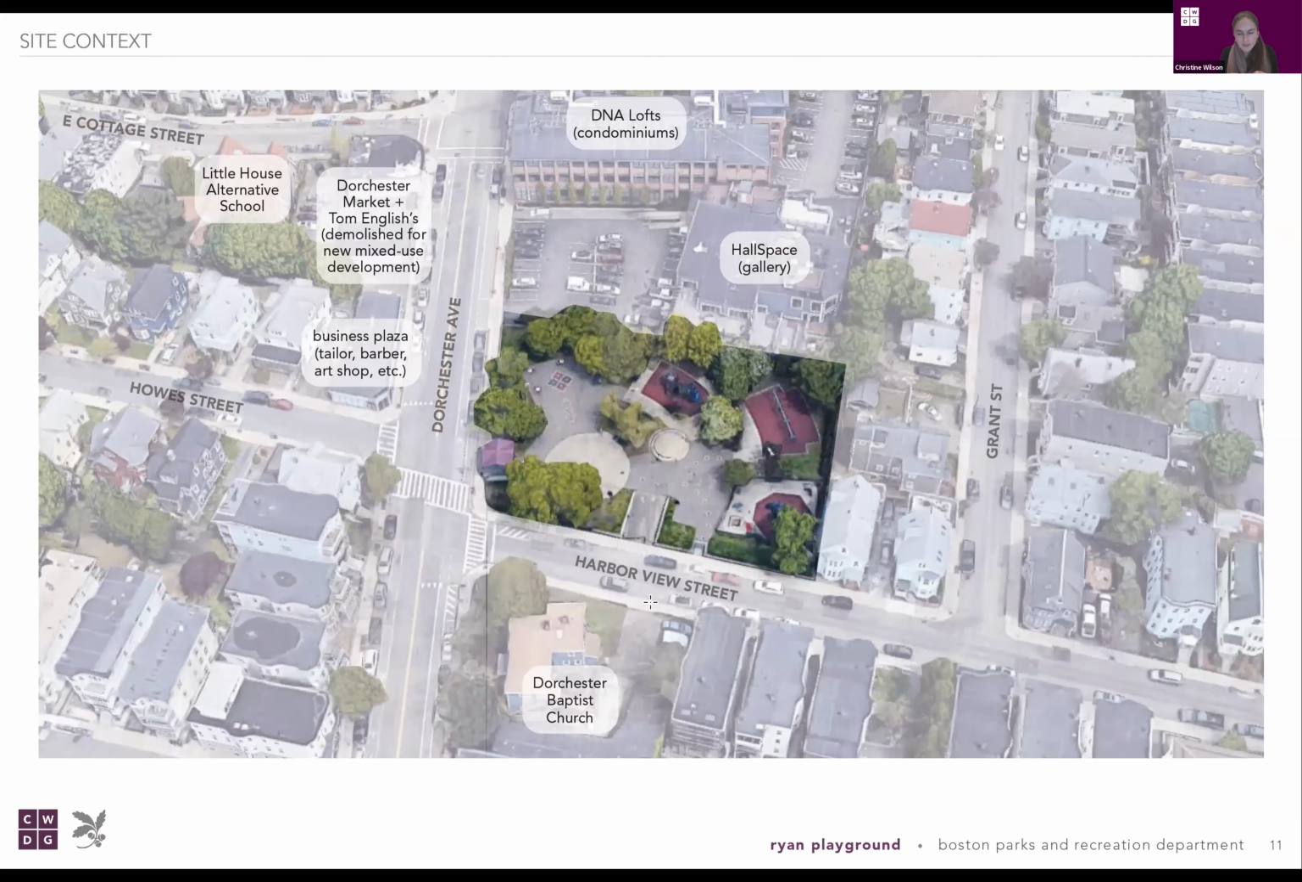So zooming in, looking at this intersection of Dorchester Ave and Harborview Street, we have the condominiums to the north, as well as the gallery space. And then to the east and to the south, we have residential parcels, Dorchester Baptist Church across Harborview Street, and then the retail commercial spaces across Dorchester Avenue, and we can't forget about the Little House Alternative School up on Cottage.